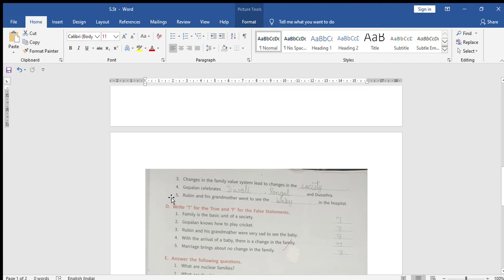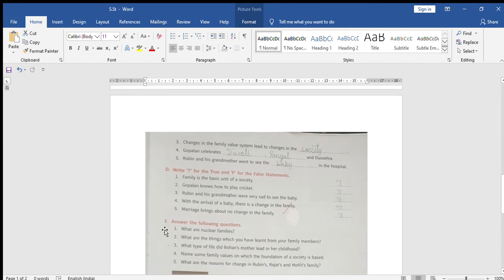Number five, Robin and his grandmother went to see the baby in the hospital. Then is true and false. Number one, family is the basic unit of a society. The sentence is true. Number two, Gopalan knows how to play cricket.